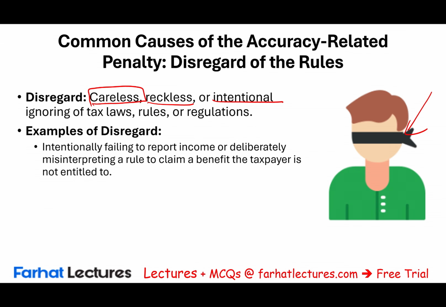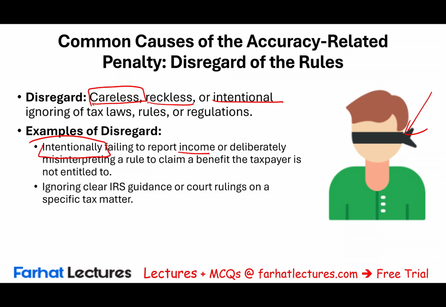So intentionally failing to report income or deliberately misinterpreting a rule to claim a benefit the taxpayer is not entitled to. It's intentional. This is where it comes to disregard of the truth or ignoring clear IRS guidance. There is no reason to interpret this or not follow it. It's clear cut, whether it's an IRS rule or a court ruling, and you are ignoring it. You should know better. That's a disregard of the rules.